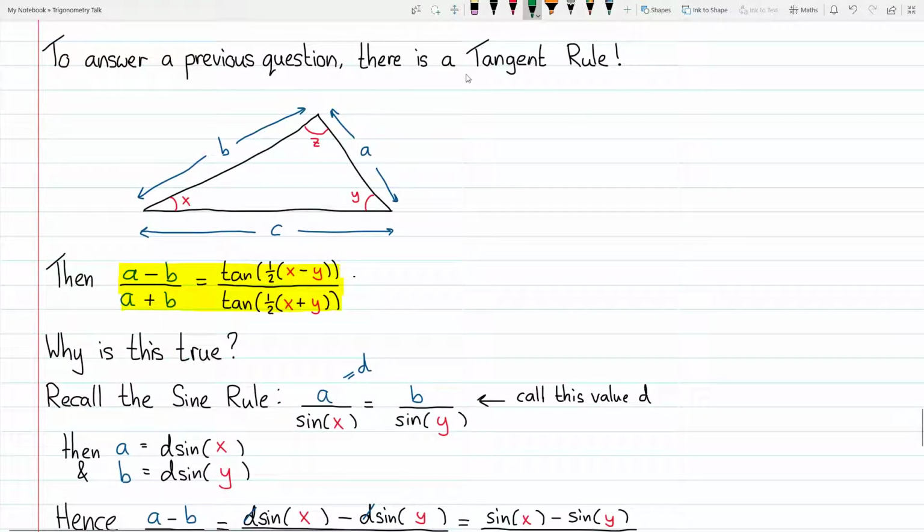It turns out that there is a tangent law. And this is the tangent law. Right? If you have any triangle with these sides and angles, then this identity holds.